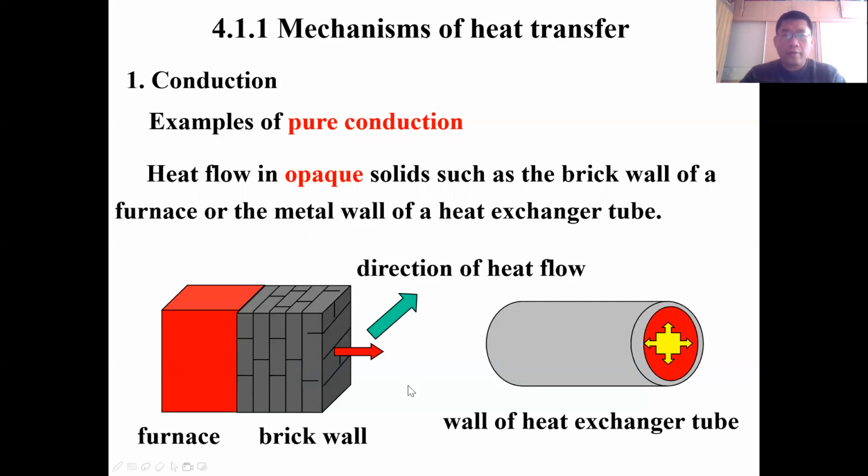Okay, let's look at the other example. In the right graph, it is a metal tube. It is a heat exchanger tube. The temperature inside the tube is higher than that outside the tube. So the heat will be transferred from the inside to the outside along the radius direction. This is the direction of heat flow. It is a radius direction.